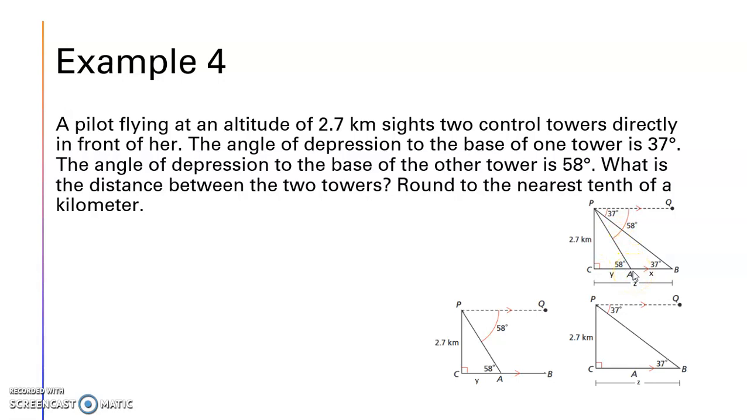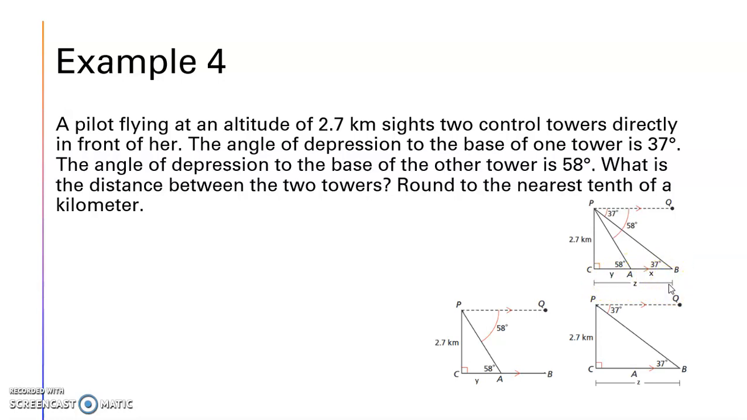Okay, so notice, again, these measurements are outside of the triangles, so I used alternate interior angles to bring them into my triangles. And I labeled this distance as Y. I labeled the distance between them as X, and I labeled the total distance as Z.